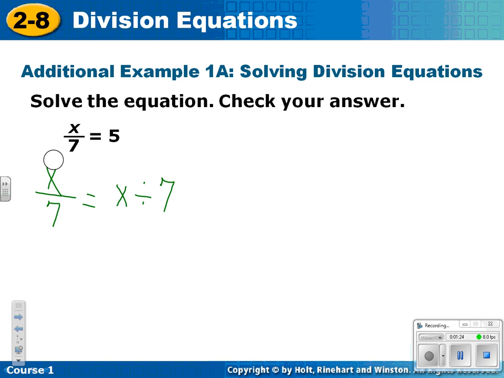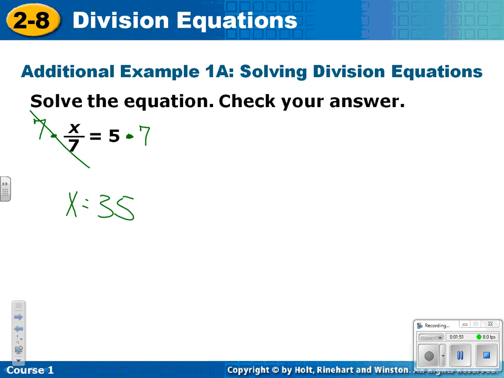So, what's the opposite of divide by 7? Multiply by 7. So times 7 here. Now, where do we have to do that? We have to do it to both sides. This goes away. We're left with x equals 5 times 7. 35. Wow, super hard.